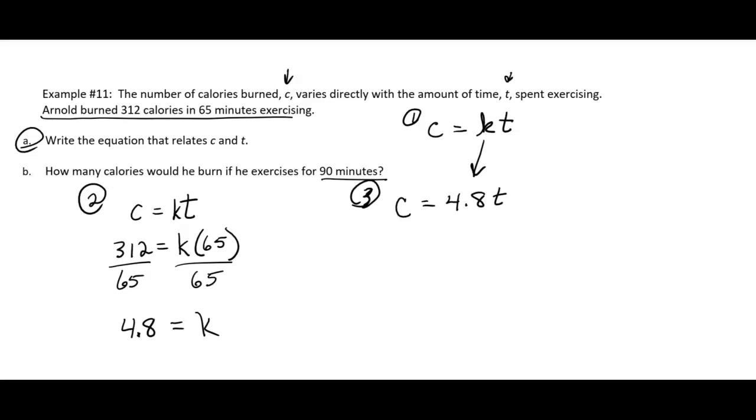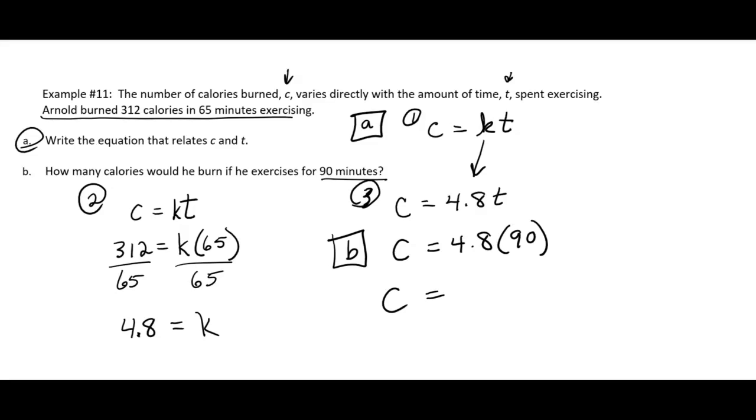Now they're going to want us to figure something out. So this is part B for this problem. This was part A up here. We answered that question. How many calories would he burn if he exercised for 90 minutes? So we're trying to figure out the C, and we know he exercises for 90 minutes. So C equals 4.8 times the 90 minutes. I'm just going to pull out a calculator and go 4.8 times 90. 432 calories. So Arnold is going to burn 432 calories when he exercises for 90 minutes.